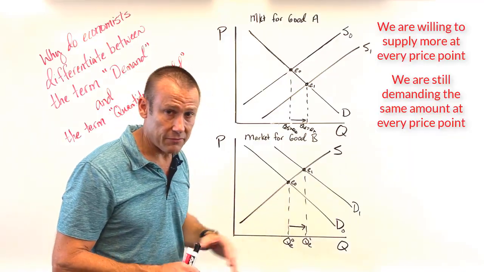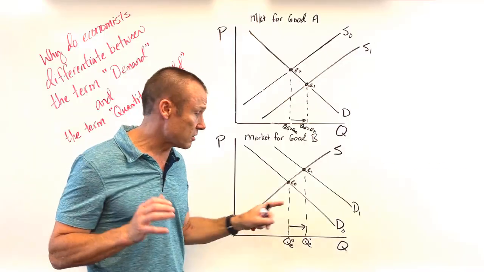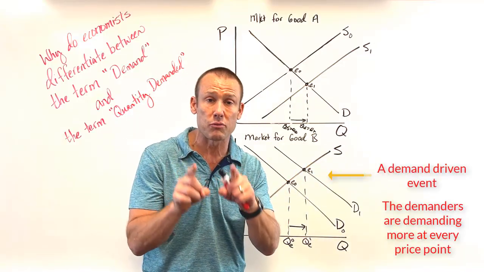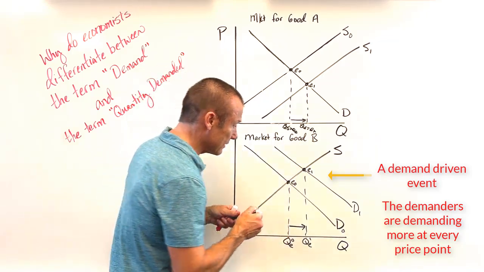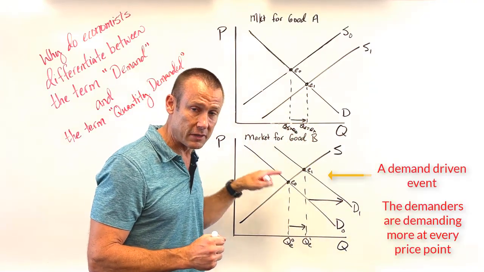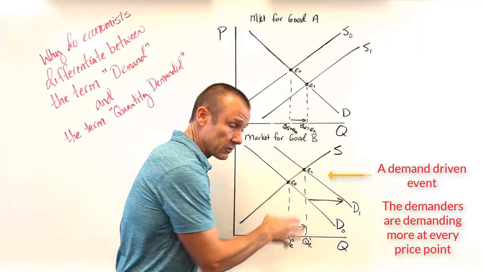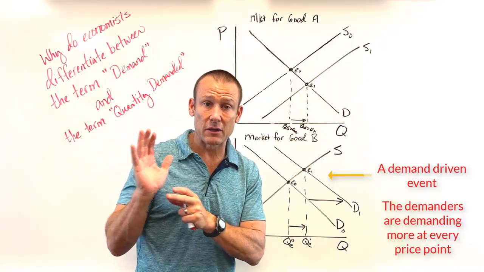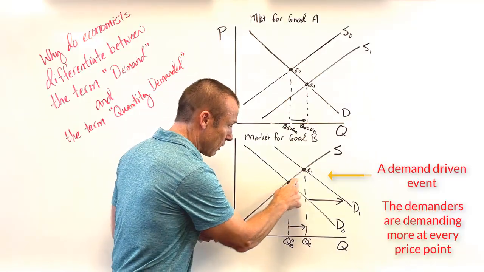In this graph, yes, something fundamental about the demander changed. The demanders are now willing to buy more at every single price point. Why? Because their taste or preference for good B has increased. Demand itself has shifted right. This is a demand-driven event. So our language for this one is demand increased. An attribute of the demander changed. Now demanders will buy more at every price point, and that's what's driving this market change.